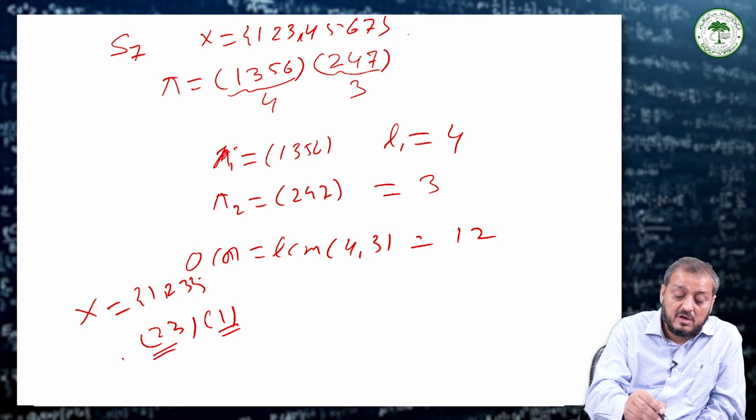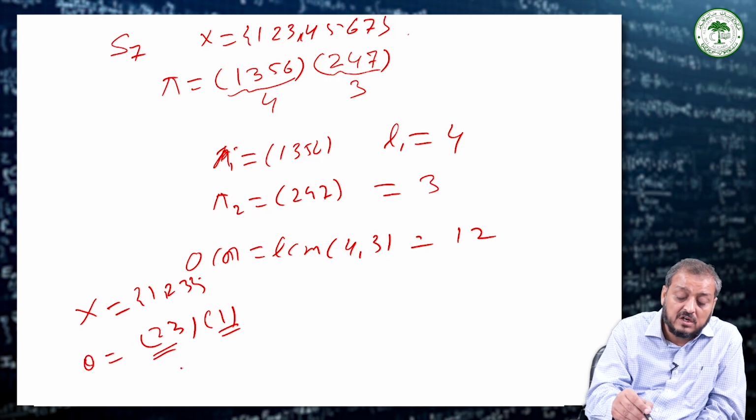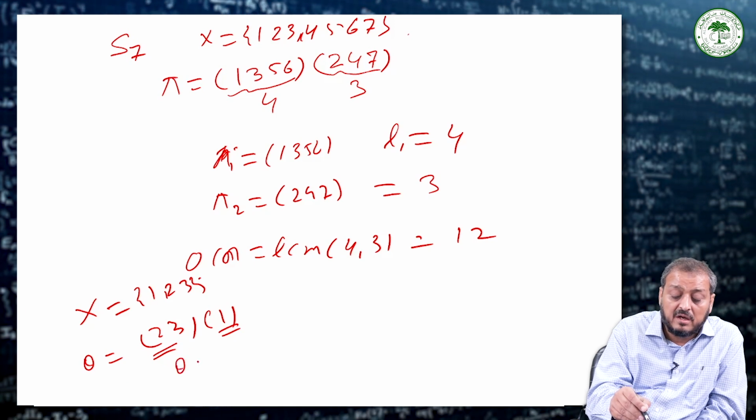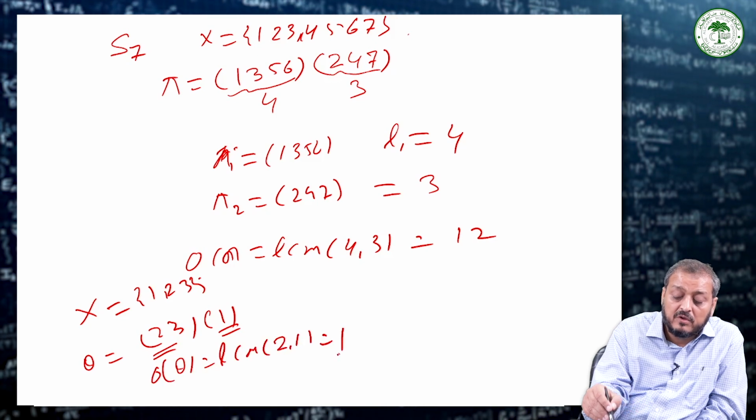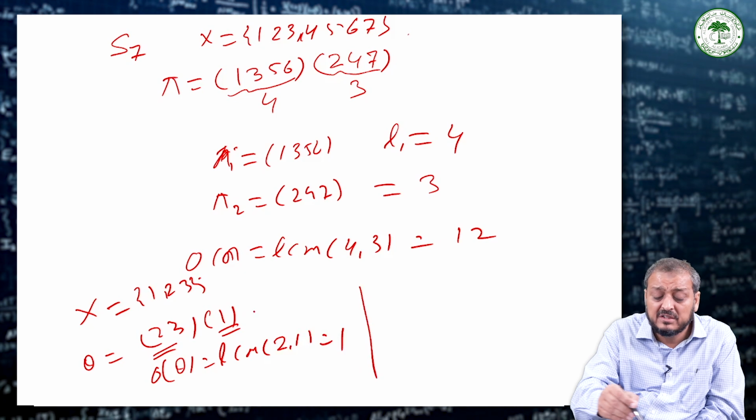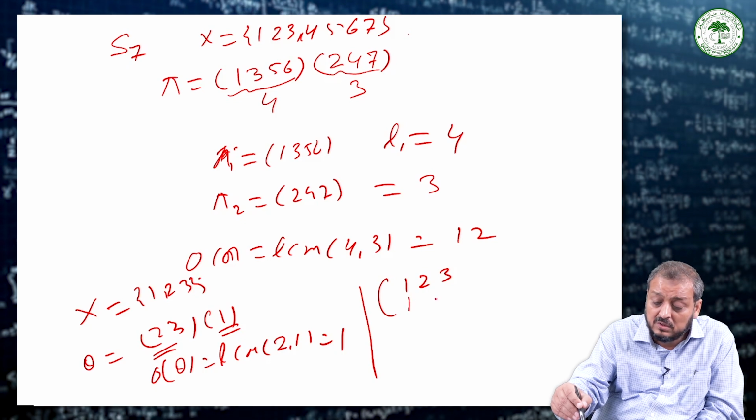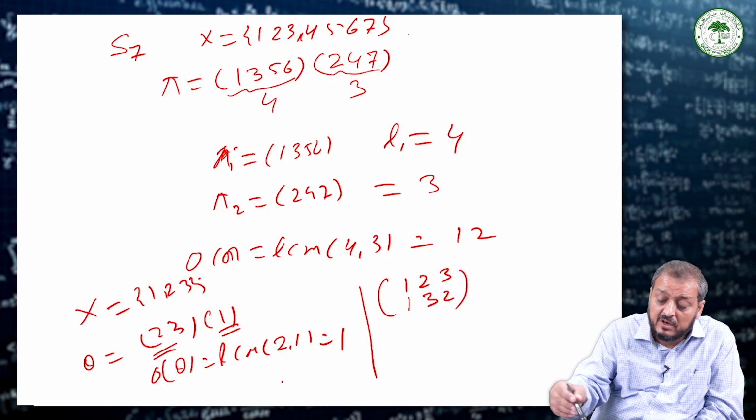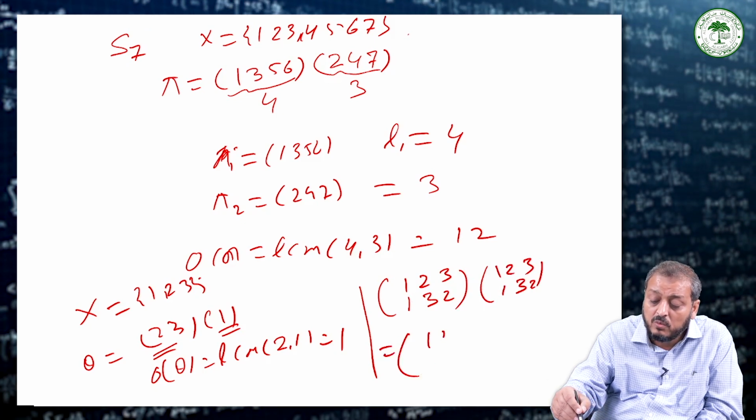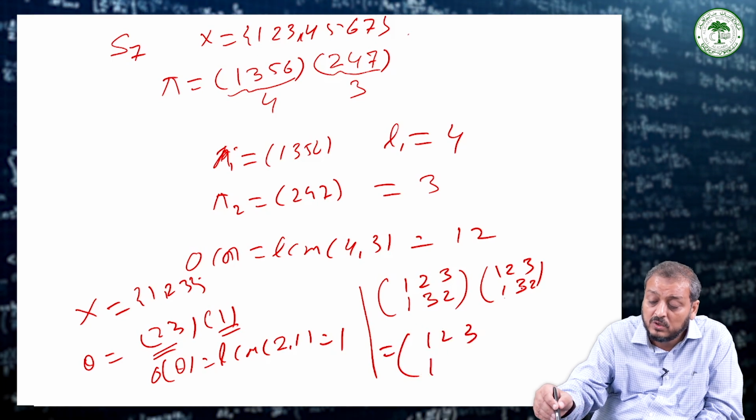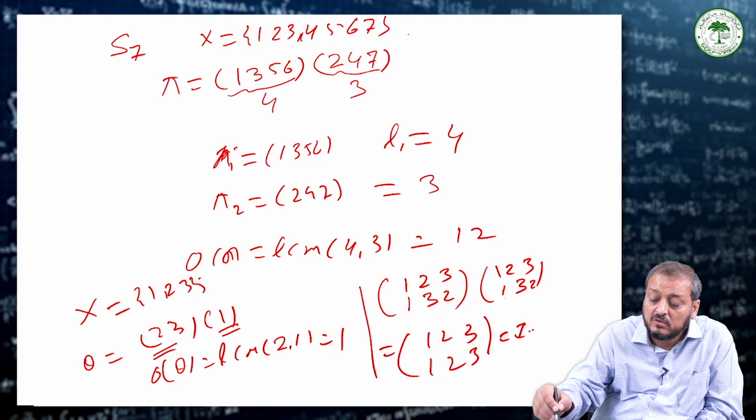If we have theta equal to this form, then the order of theta is equal to the LCM of 2 and 1, which is 2. We can verify this, it is very trivial. 1 2 3 goes to 1, then 3 2. We take the square of this: 1 goes to 1, 2 goes to 3, 3 goes to 2, and this is the identity.